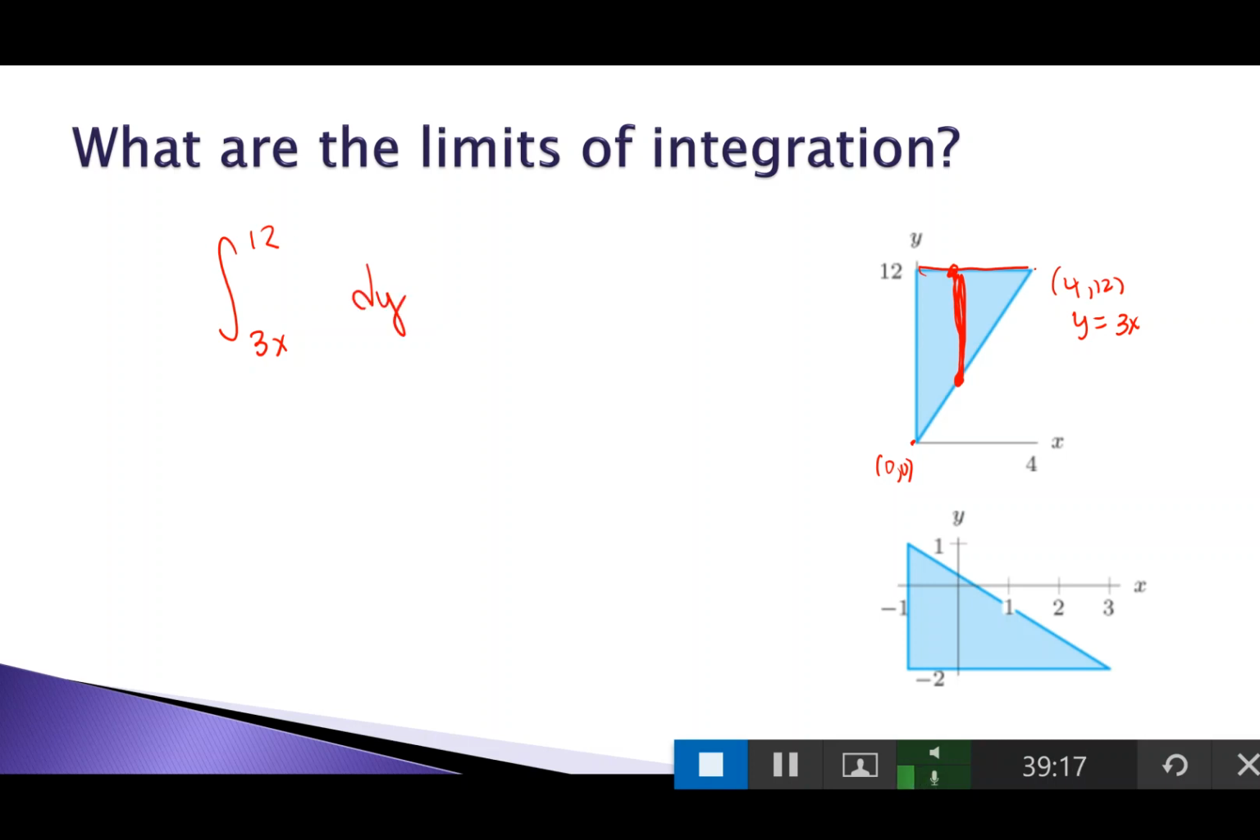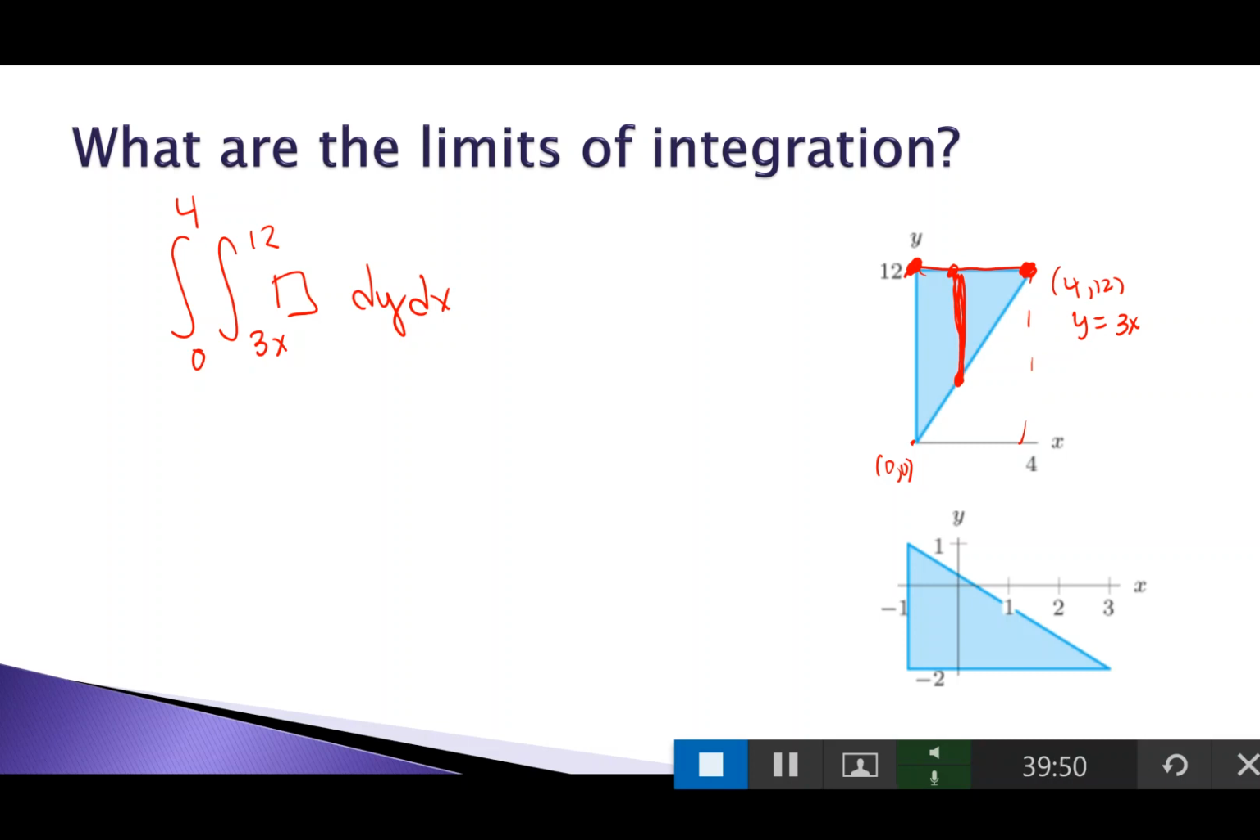Then my x limits, remember I said my outside limits are always going to be numbers. To find my outside limits, I'm going to get the numbers at the extremities here. So this number is x equals 0, and this number is x equals 4. So whatever function I have, if I integrate with respect to y first and then with respect to x, I'll integrate from 3x to 12 dy, and then I'll integrate from 0 to 4 dx.